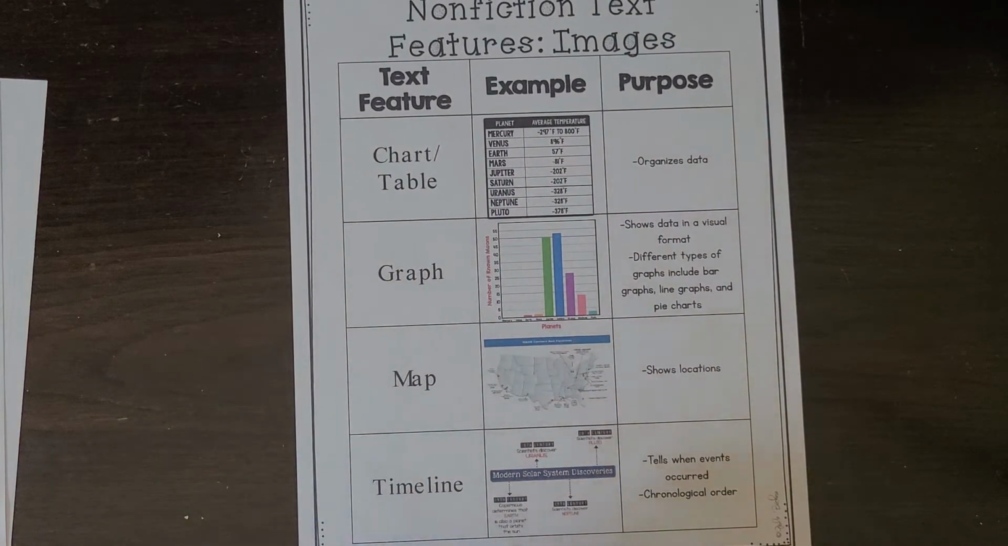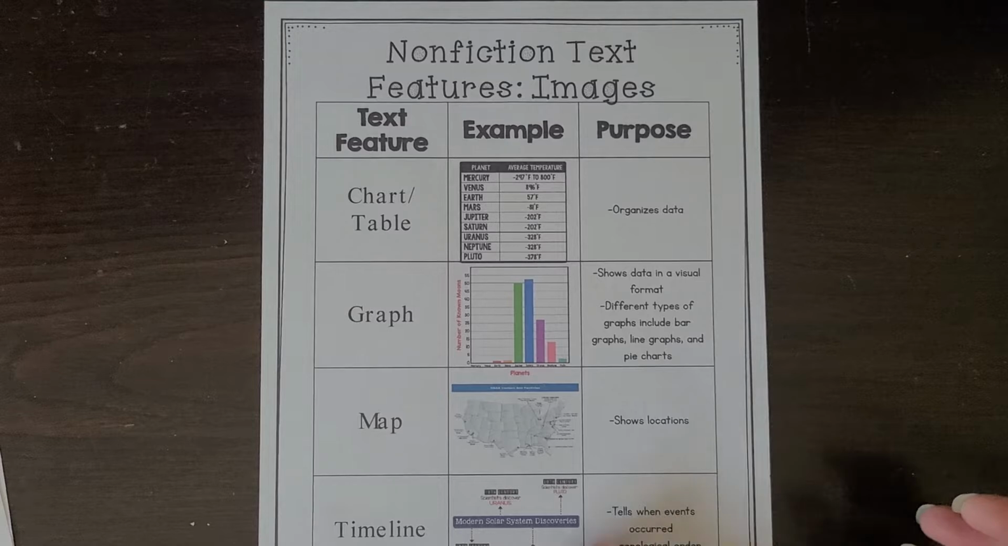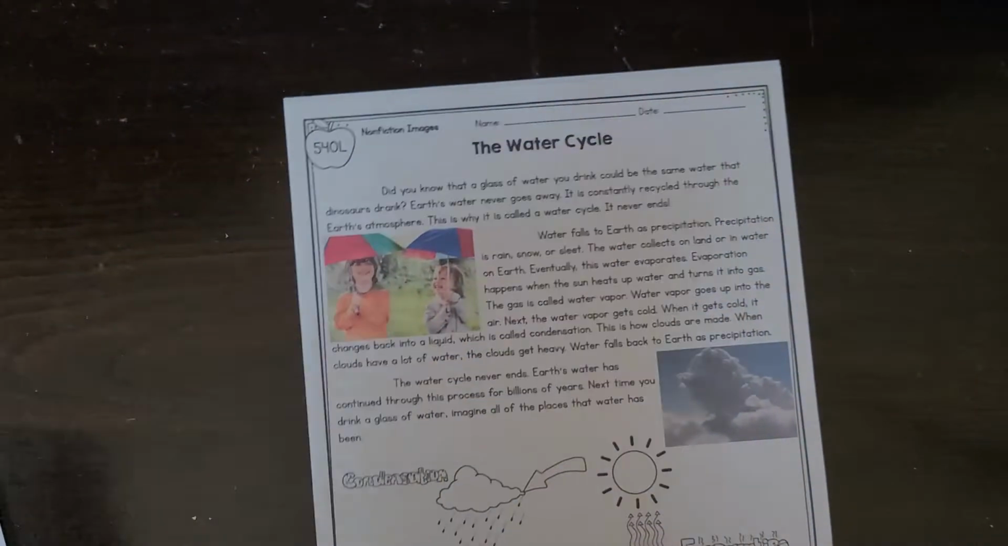And then the timeline. The timeline gives you chronological order and how things happen, and it tells when events occur and the order it occurred in. So the purpose is to make sure the reader can see and understand the way things occurred. Okay, so now I'm going to show you how you're going to use the information we just went over to complete your assignment.